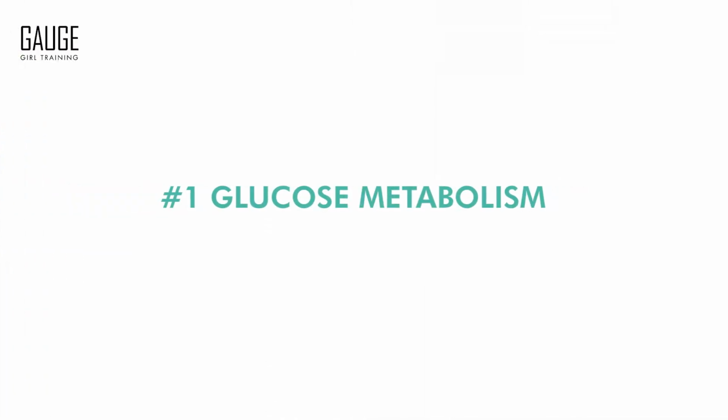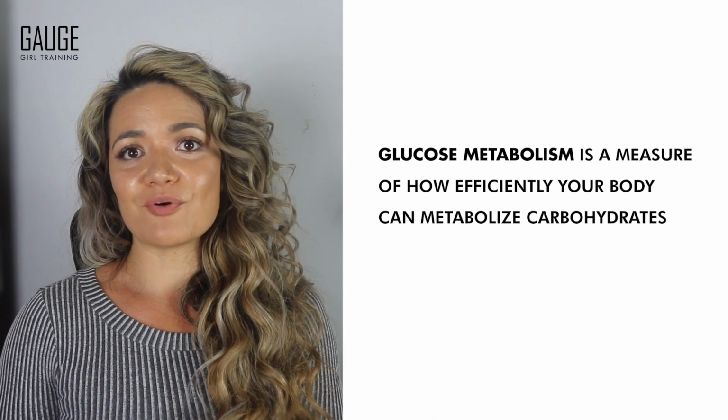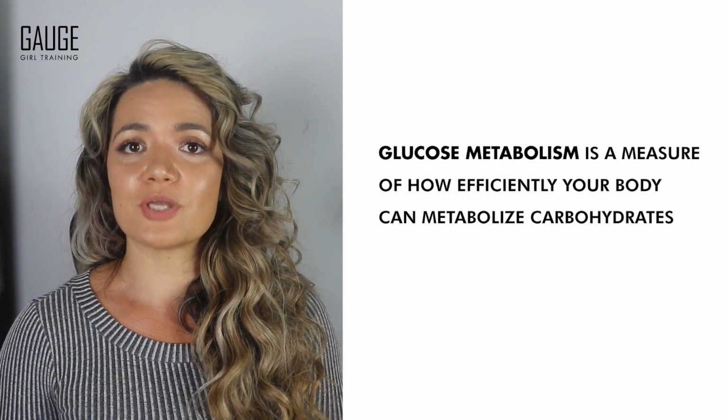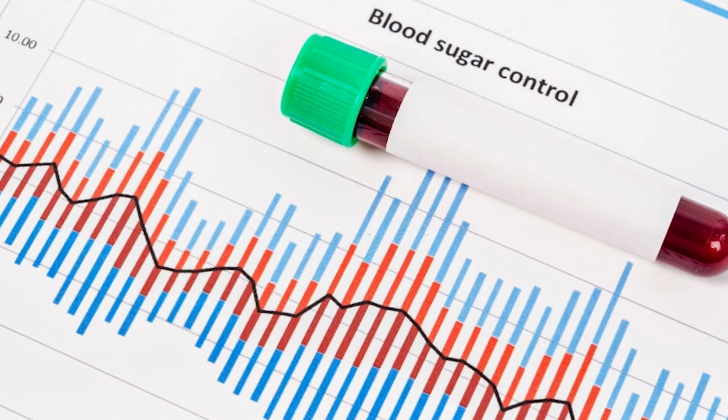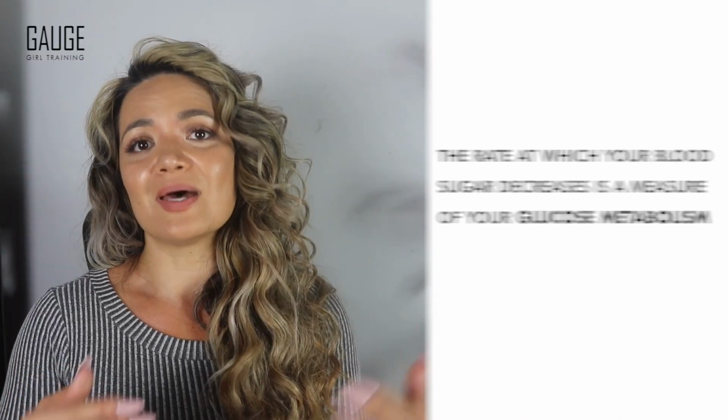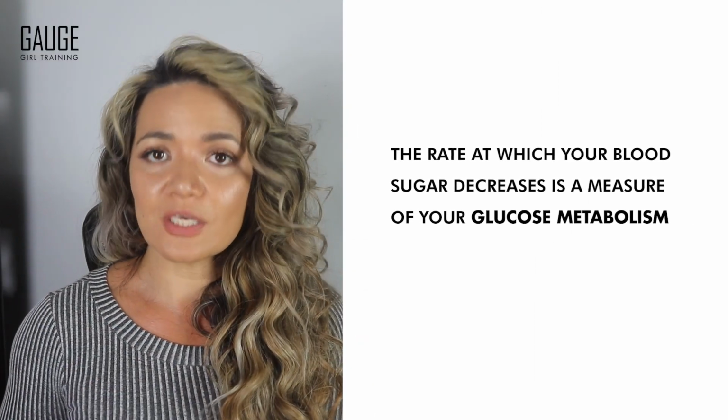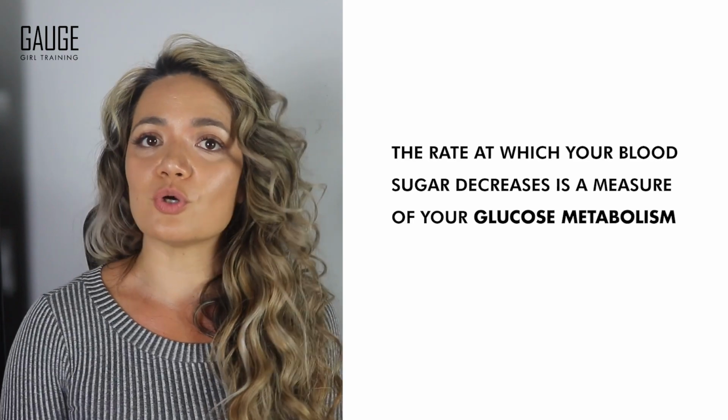So the first thing that impacts your carb tolerance level is your glucose metabolism. Glucose metabolism is a measure of how efficiently your body can metabolize carbohydrates. So every time you consume a carb, what happens is your body has a spike in blood sugar. That happens because carbohydrates are broken down into the simplest form, which is a unit of glucose. It is the smallest sugar molecule. And that is normal. You eat a carb, it breaks down, the blood sugar goes up. The rate at which your blood sugar decreases is a measure of your glucose metabolism.